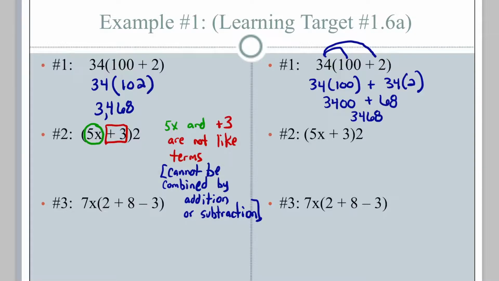And so, since they cannot be combined by addition or subtraction, this expression 5x plus 3 is as simple as it will become inside the parentheses. So this is where the power of the distributive property comes into play, because while we cannot combine these as like terms under addition or subtraction, we can distribute the 2 and simplify this expression further. And when we distribute the 2, what we are going to do, again, is multiply.